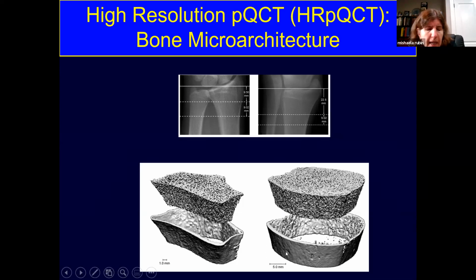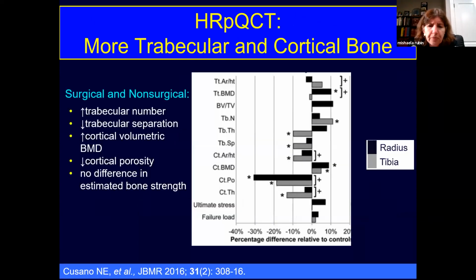And we could get microscopic detail of the bone, almost as if we were doing a bone biopsy, to see exactly what's going on in terms of changes in these two compartments, trabecular and cortical, of the bone. So my colleague, Natalie Cusano, looked at this, and what she found was that there was just more bone, both in the trabecular compartment and in the cortical compartment.